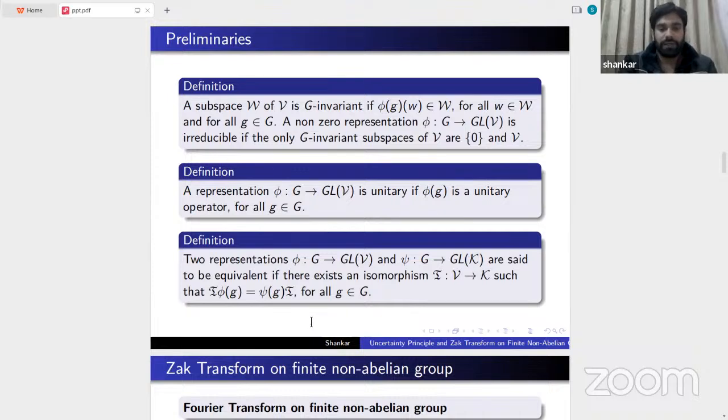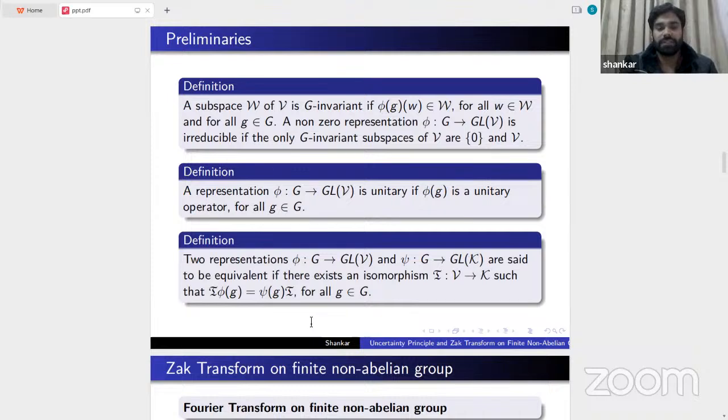Then we have a definition for unitary representation. A representation phi from G to GL(V) is unitary if phi(g) is a unitary operator for all elements g of group G. Then we have a definition of equivalent representation.